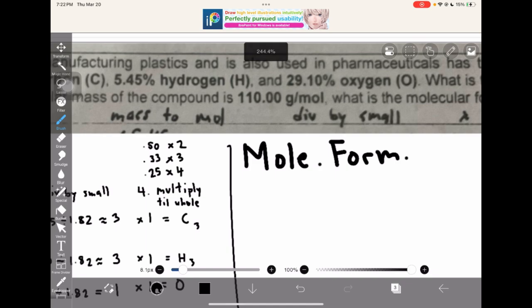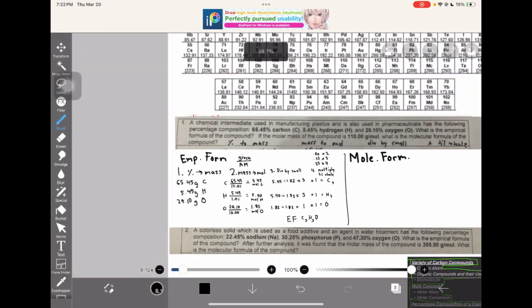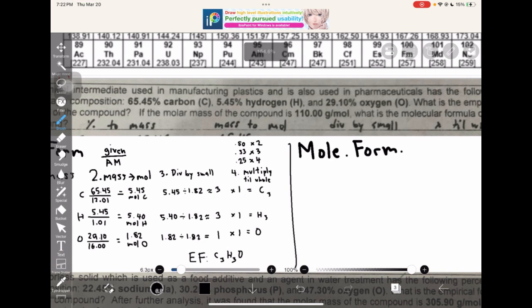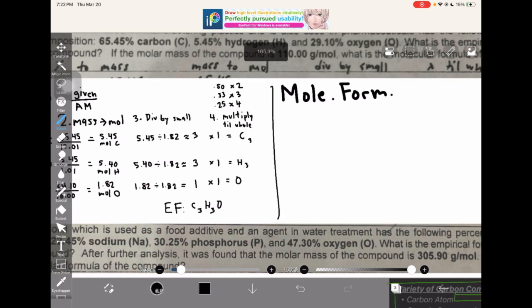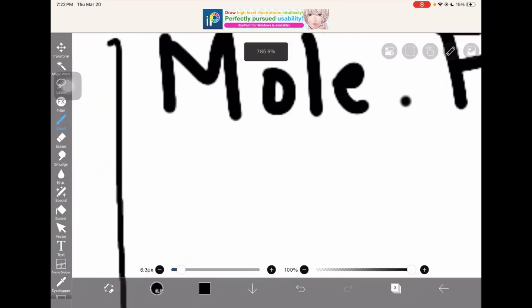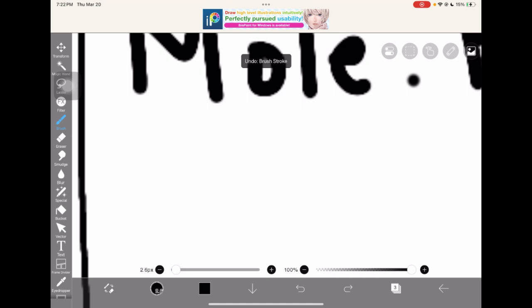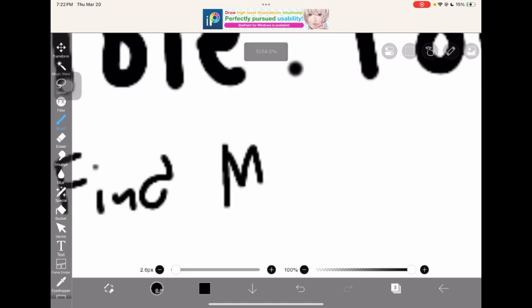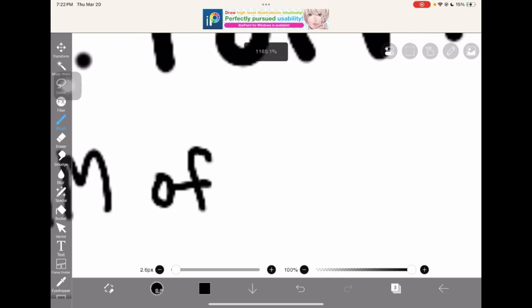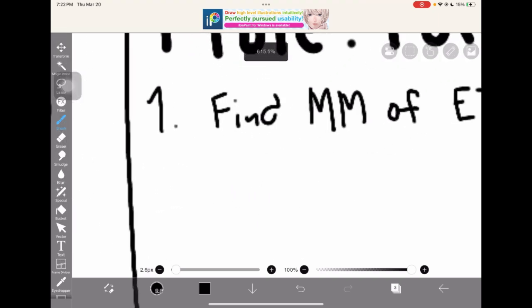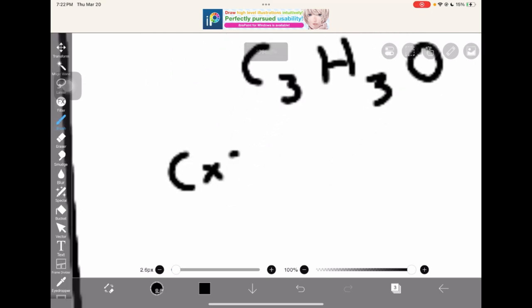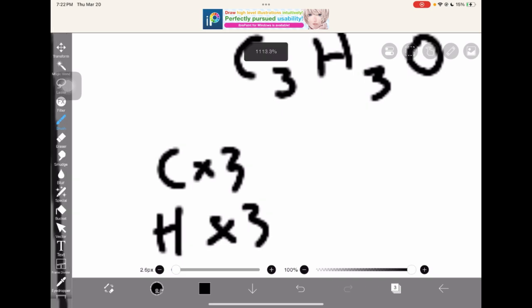Now this is the second part. As I said, there are 7 steps to this entire ordeal, and we've already covered 4, so there are 3 more. First and foremost, let's start with step 1: find the molar mass of our empirical formula. That's EF, so that's C3, H3, and O. C times 3, H times 3, and O.